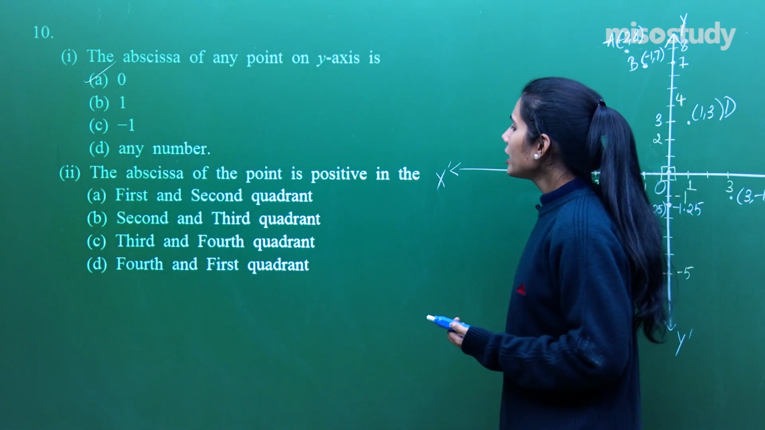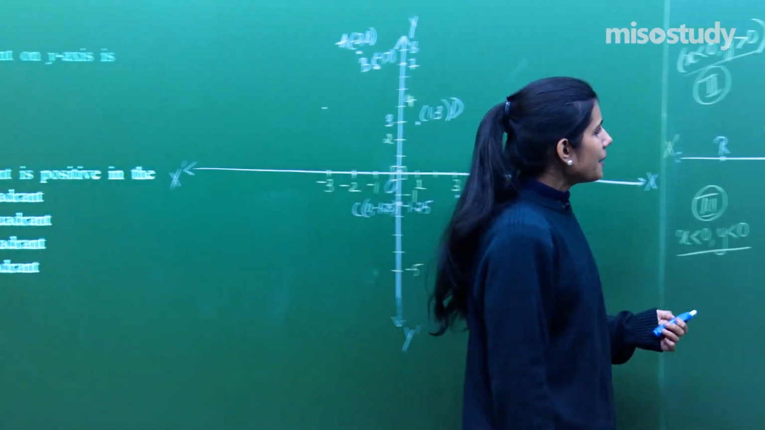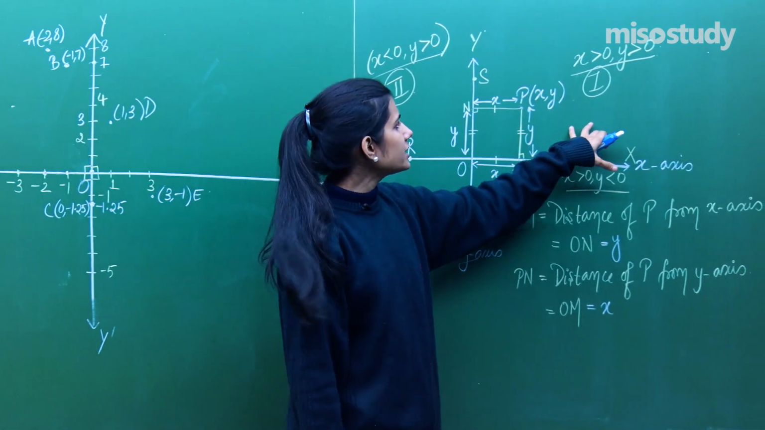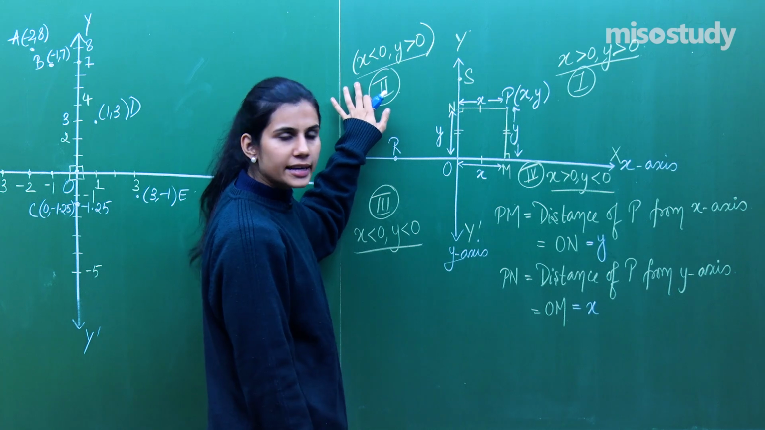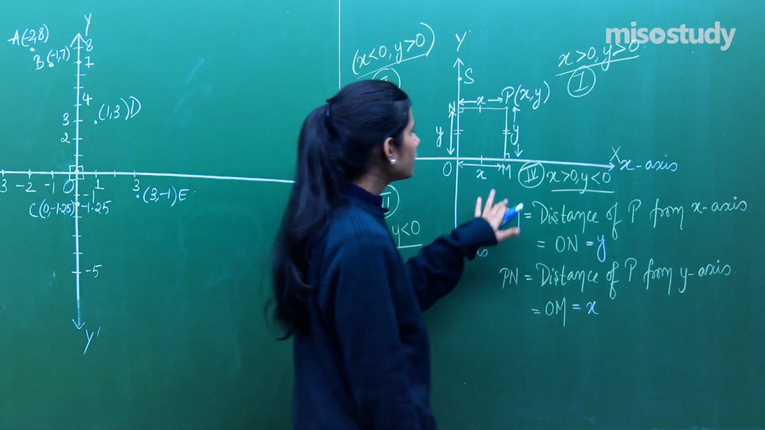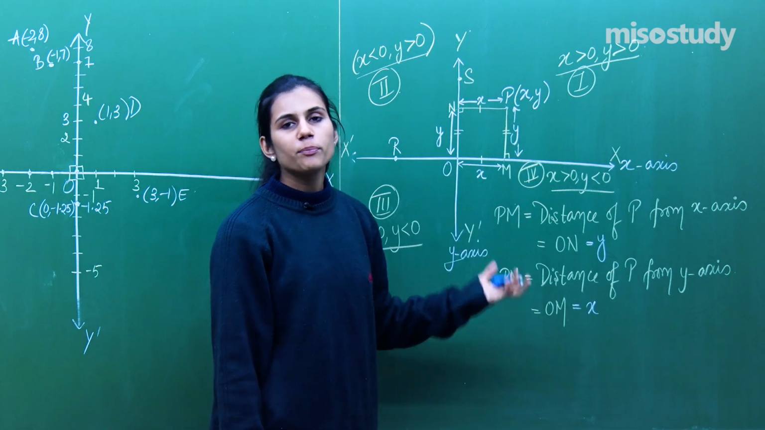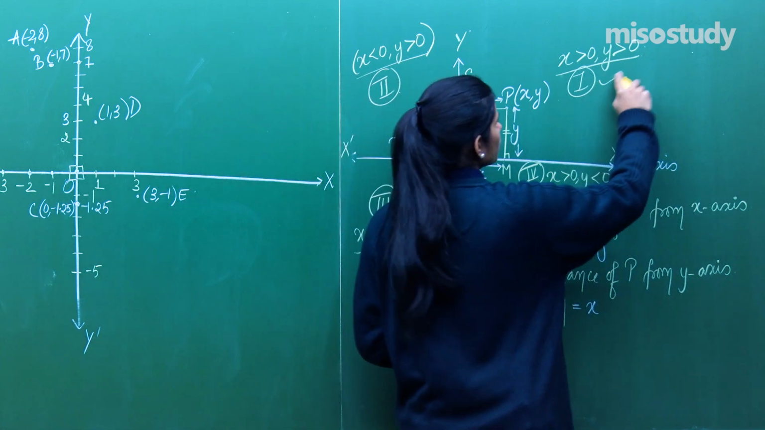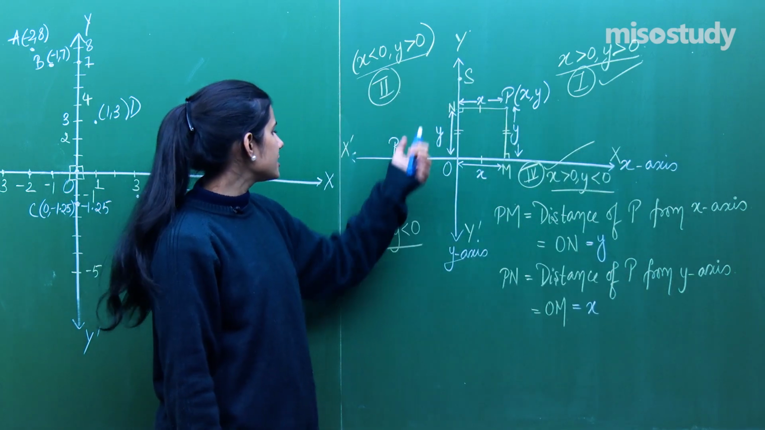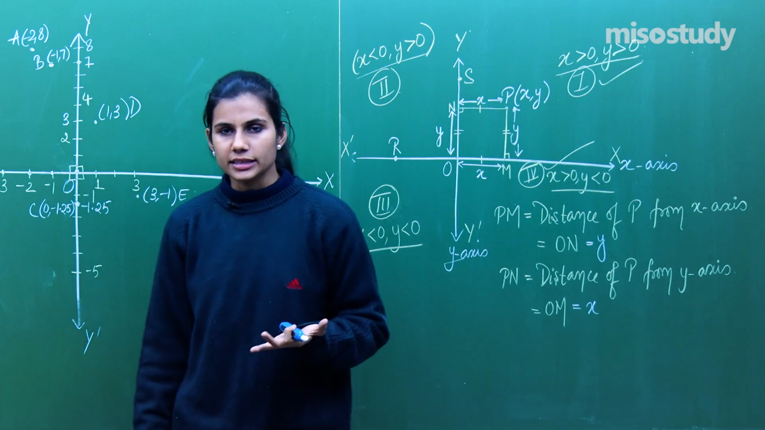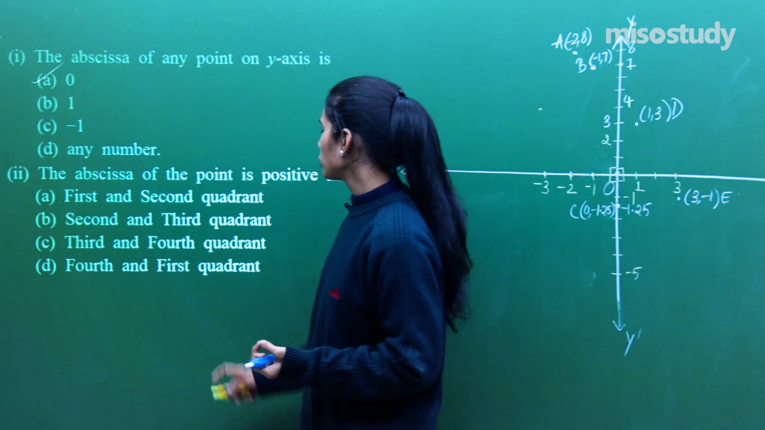The abscissa of the point is positive in which quadrant? Let's move to our quadrant study. Abscissa means the x coordinate. If a point is lying in the first quadrant, x coordinate is positive. In the second quadrant, x coordinate of the point is negative. In the third quadrant, again it's negative. In the fourth quadrant, it is positive. So in which quadrants is x coordinate of the points positive? In the first quadrant, x coordinate is positive. In the fourth quadrant, x coordinate is positive. But if the point is lying in the second or the third, then its x coordinate is negative. So abscissa of a point is positive in the first and the fourth quadrant.